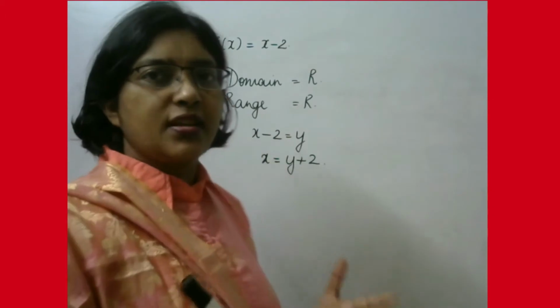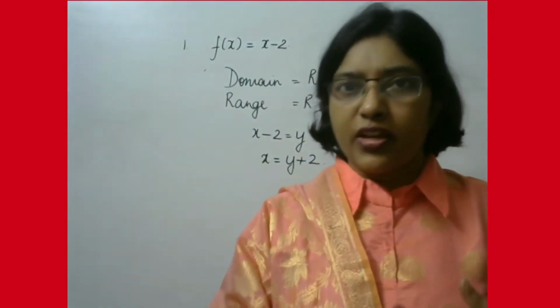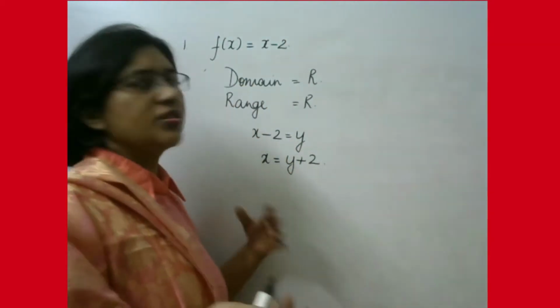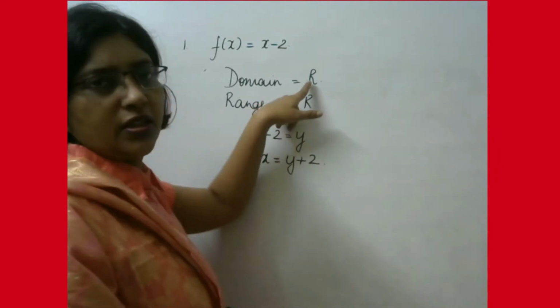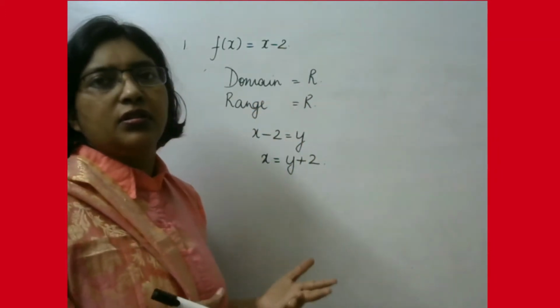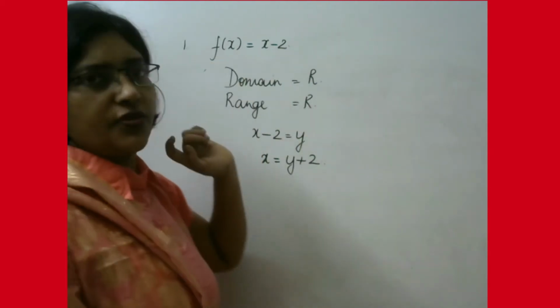So that is how we decide about what is the value of x will define what's the domain, and the value of y will define what is the range. Now for a linear function, it's quite simple. You just have to take both of them as real numbers because any real number will satisfy this function.